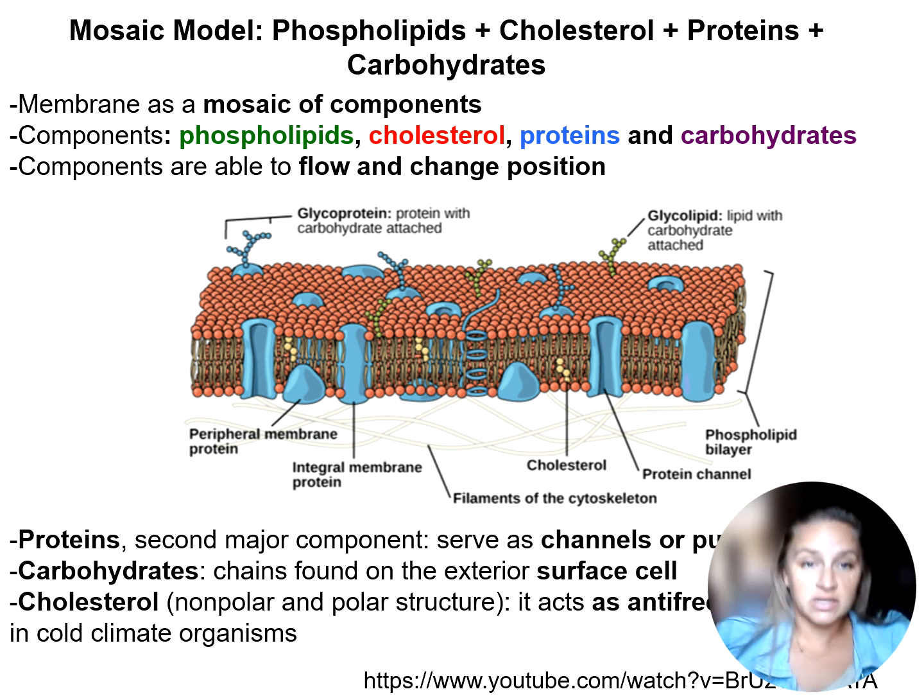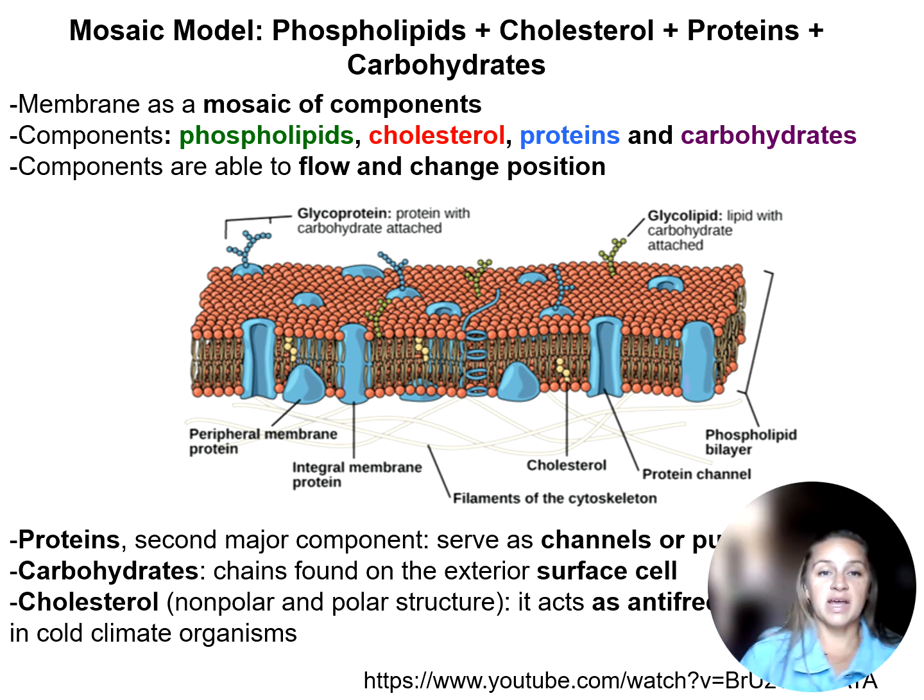We have what's called the fluid mosaic model. We have the phospholipids that make up the majority of the lipid bilayer, and then we have other things that are integrated or inside the membrane. So we have cholesterol, proteins, and carbohydrates. We have what are called integral membrane proteins. An integral membrane protein means integrated. It's going through both sides of the lipid bilayer. You also have what are called peripheral membrane proteins. A peripheral membrane protein is just on one side of the membrane, so it's not spanning both of the lipid layers. You also see these cholesterol molecules.